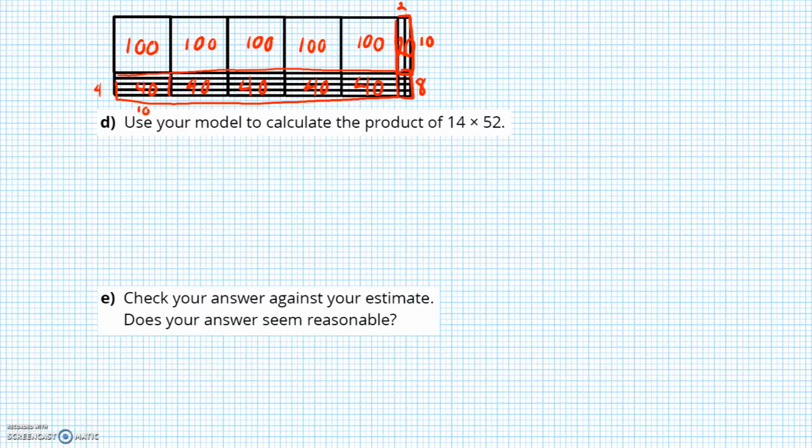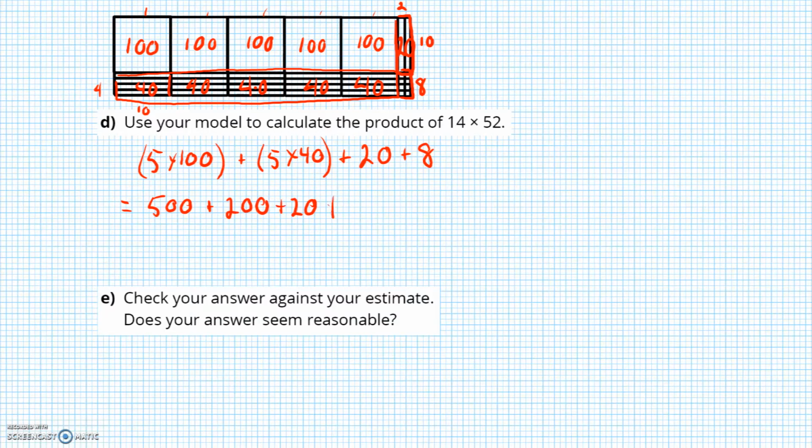Now we just need to total up everything that's in the drawing. So we've got 1, 2, 3, 4, 5 hundreds, so that's 5 times 100. And similarly, I've got 5 40s across the bottom. Then I've got 20 on the side, and then 8 ones. All I have to do now is total those up. I've got 500 plus 200 plus 20 plus 8, which gives me a total of 728.